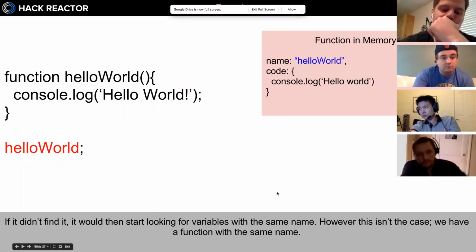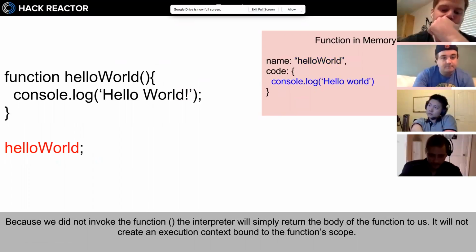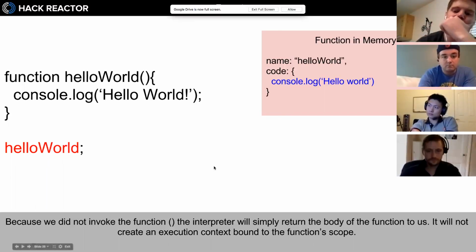If it didn't find it, it would start looking for variables with the same name. However, in this case, we have a function. Because we did not invoke the function, the interpreter will simply return the body of the function to us. It will not create an execution context bound to the function scope.